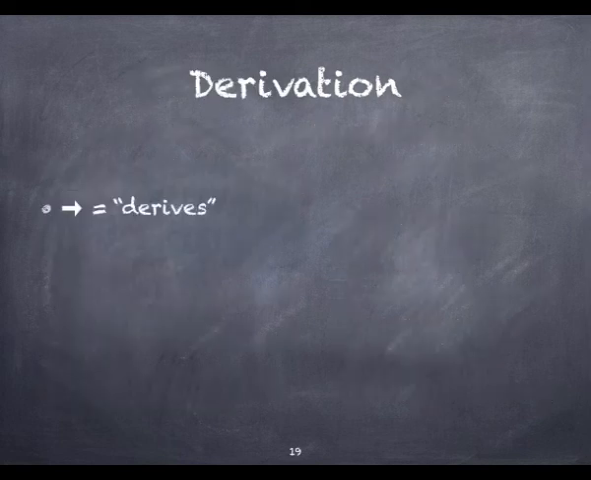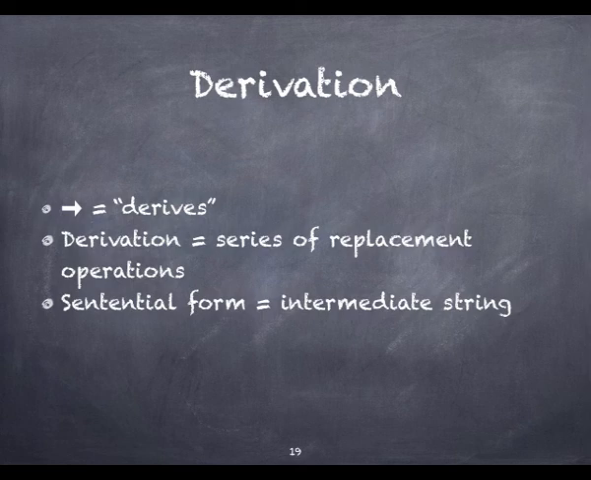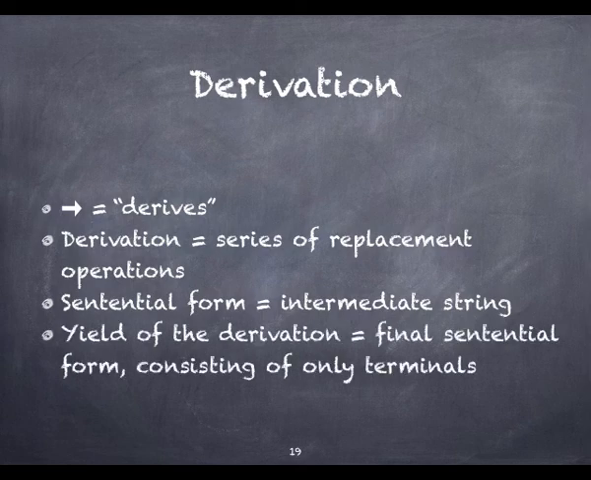The arrow metasymbol is often pronounced "derives." It indicates that the right-hand side was obtained by using a production to replace some non-terminal in the left-hand side. A series of replacement operations that shows how to derive a string of terminals from the start symbol is called a derivation. Each string of symbols along the way is called a sentential form. The final sentential form, consisting of only terminals, is called the yield of the derivation.